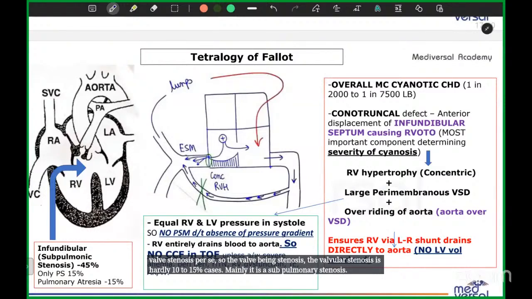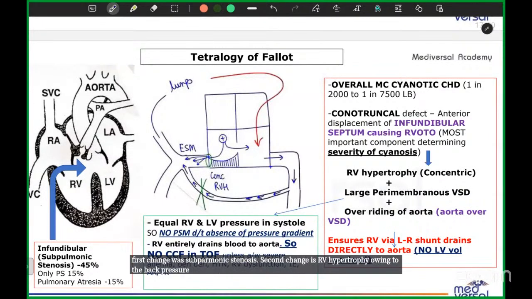Now, tell me, what happens whenever there is a subpulmonary stenosis? The blood cannot flow from the RV through the pulmonary artery. So what will happen? Back pressure will generate. The RV will start undergoing pressure changes. And what is the pressure change? It's a concentric hypertrophy. Due to the pressure changes which are generated, the RV wall starts getting thickened. So the first change was subpulmonic stenosis. The second change is RV hypertrophy owing to the back pressure changes.